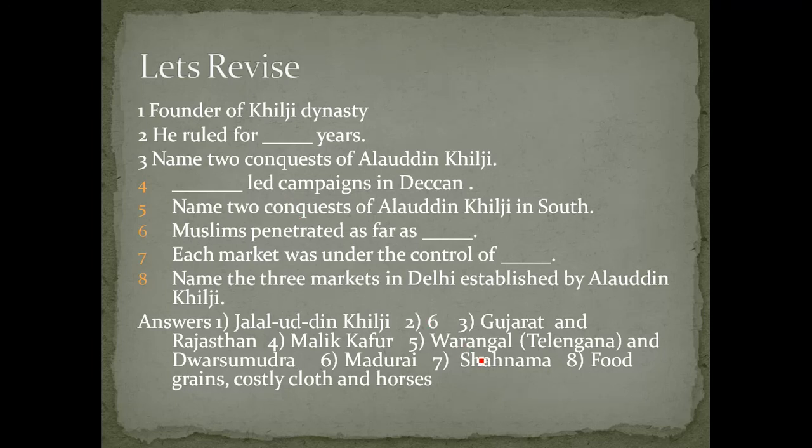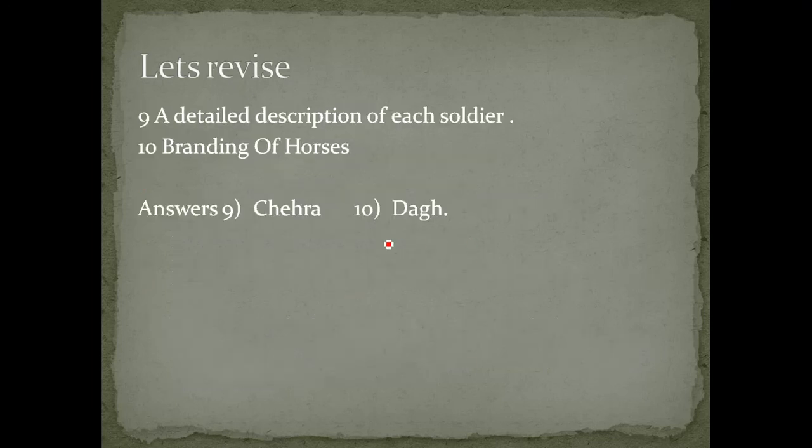This is very important. One is Warangal, the other is Dwar Samudra. You can also say Madurai. Muslims penetrated as far as Madurai. Each market was under the control of Shahana, the officer who was to control the prices. Name the three markets in Delhi established by Alauddin Khilji: food grains, costly cloth, and horses. Now, a detailed description of each soldier, that is Chehra, and branding of horses, I told you that is Dag.